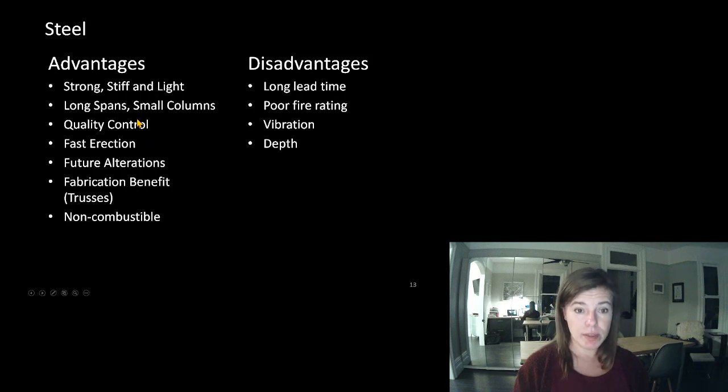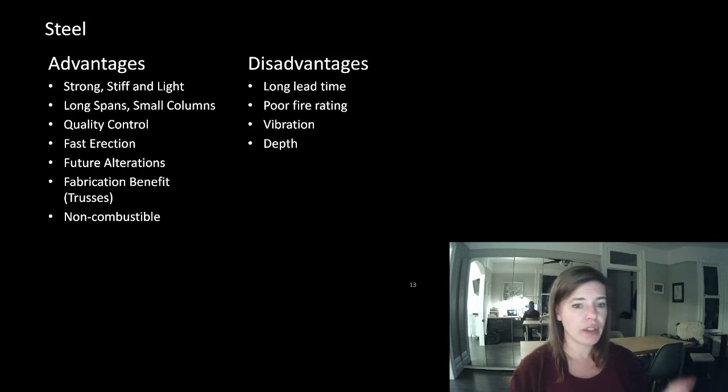It's one of the strongest materials we work with. It's very stiff, so its E is very, very high, and it's light. And you're thinking, what? That doesn't make any sense. How is it light? It's really heavy. It is really heavy as a material, as a component of material.